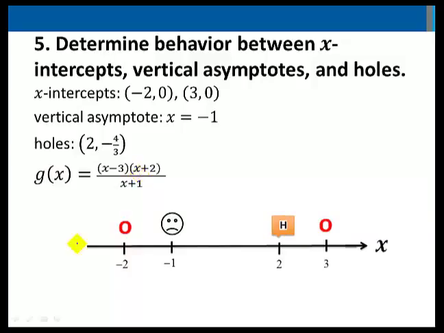And then recall g of x equals x minus 3 times x plus 2 over x plus 1. To determine the signs of y in the different intervals here, I will plug different test values into g of x. I've already done that, and so in the interval from negative infinity to negative 2, y values will be negative. In the interval from negative 2 to negative 1, y values will be positive. From negative 1 to 2, negative y values. From 2 to 3, negative y values. And from 3 to infinity, we'll have positive y values.